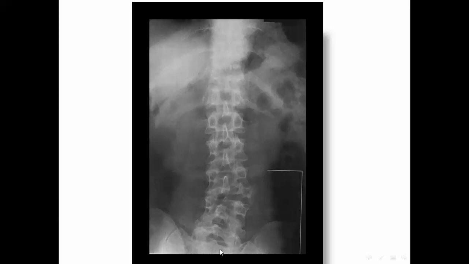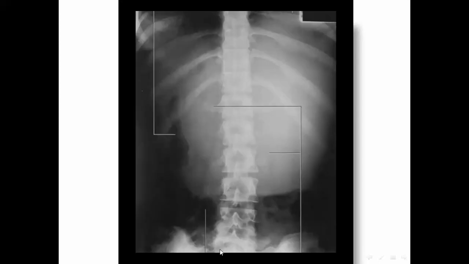So this is a horseshoe kidney, with a soft tissue shadow crossing the vertebrae at the upper abdomen.